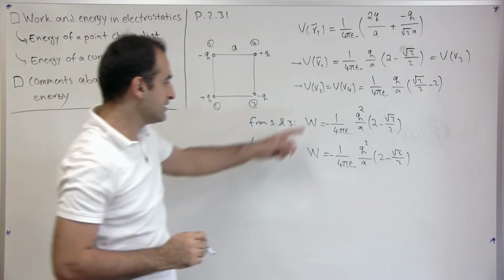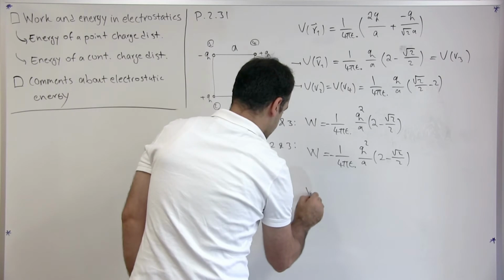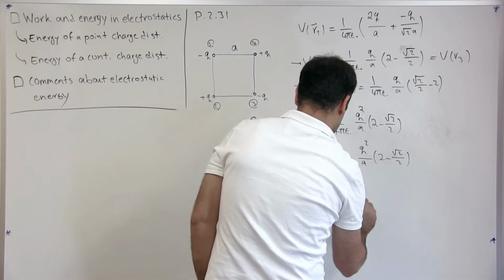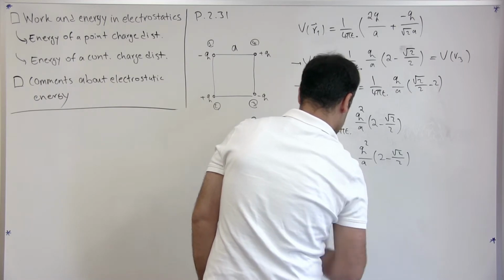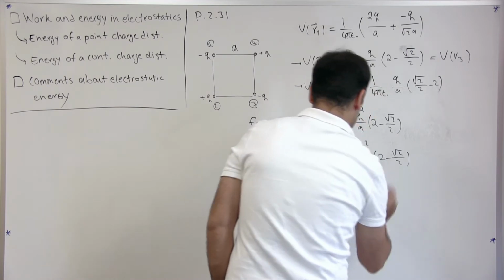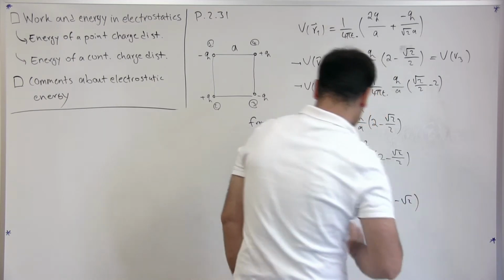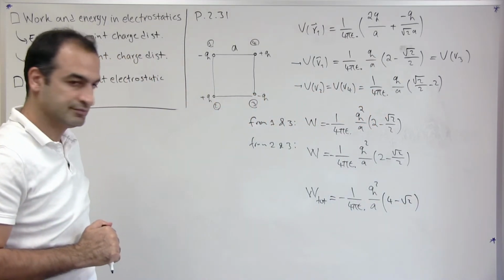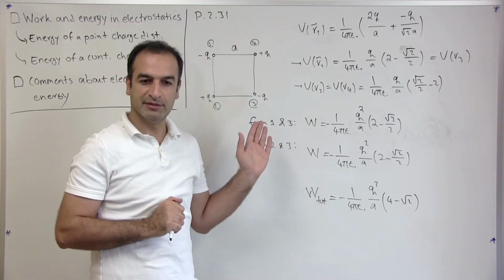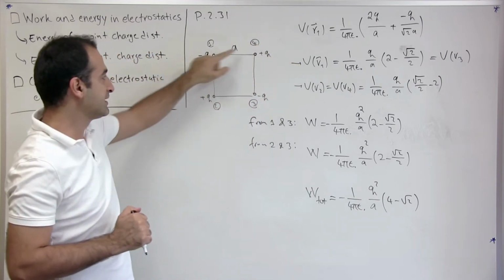If you look at these contributions, they look very similar to each other. If we add them up, W total is going to be negative 1 over 4 pi epsilon 0 q squared over a times, technically, 4 minus the square root of 2. Sounds good? Clear more or less? So we first calculated the electric potential at any position.